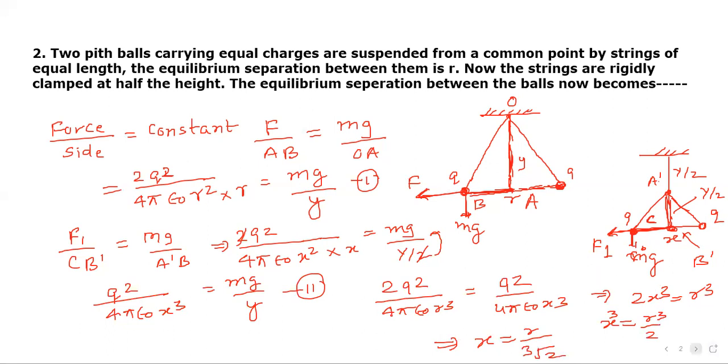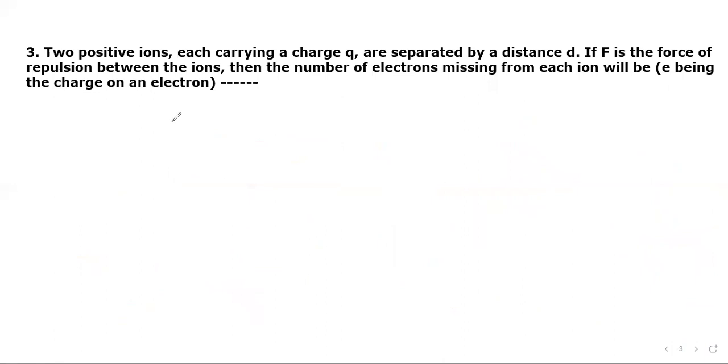Now let's consider the next question. Two positive ions each carrying charge q are separated by a distance d. If F is the force of repulsion between the ions, then the number of electrons missing from each ion will be.